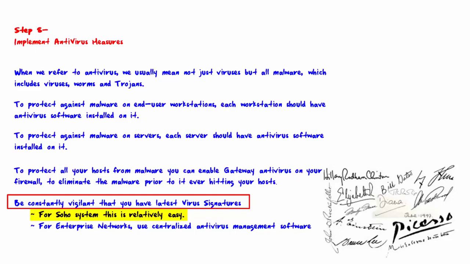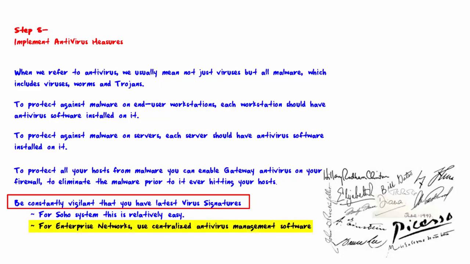For SOHO systems, this is relatively easy. You simply install antivirus software on your PCs. Most antivirus software upgrades its signatures automatically, and if you periodically double check that the signatures are up to date, then you're probably okay.